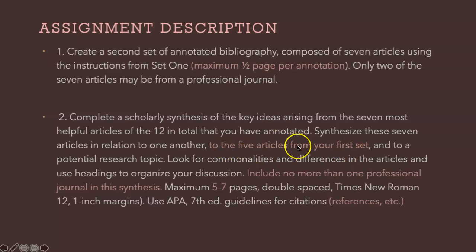What this means is that you'll draw from the 5 articles that remain outside of the 7 that you've chosen, if you need to, if you wish to. You don't necessarily have to use them, and you won't get extra points if you do. But if there's something in those 5 articles that is important in supporting the argument that you're putting forward in your synthesis, then you can draw on that, certainly.